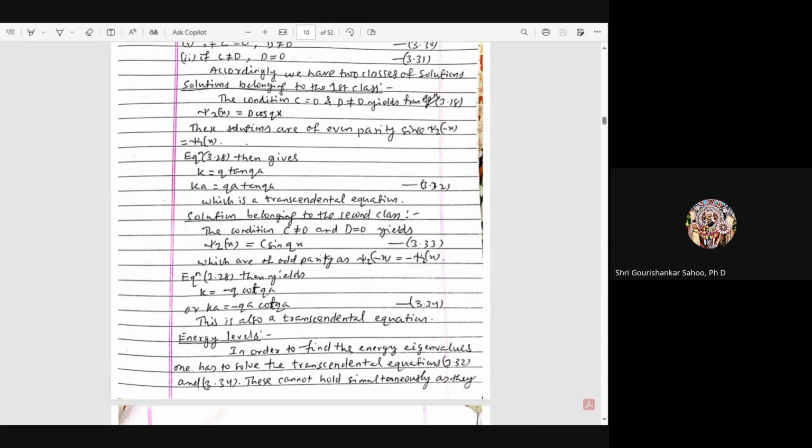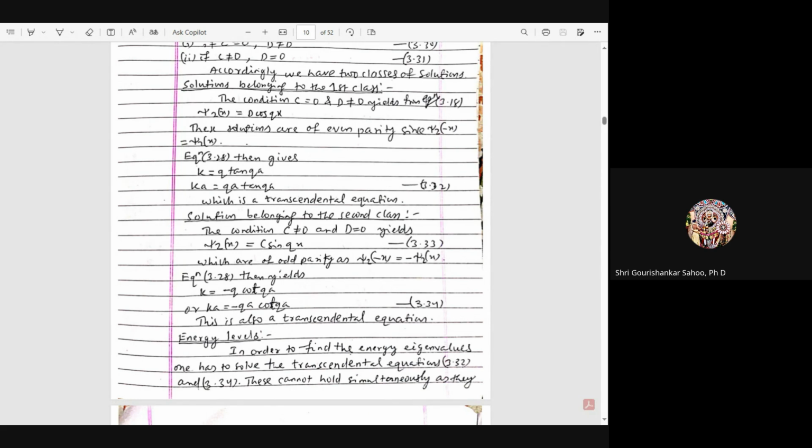Similarly, the other equation will give you k is equal to q tan qa, which is a transcendental equation. And for the solution belonging to the second class, where c is not equal to 0 and d is equal to 0, you have psi 2 is equal to c sine of qx, which is of odd parity, that is psi 2 of minus x is equal to minus psi 2 of x. And this equation will give you k is equal to minus q cot qa.